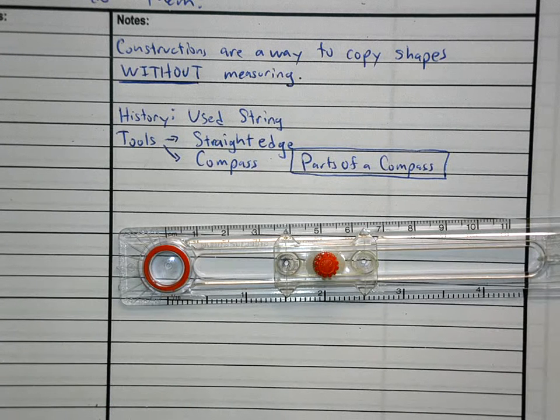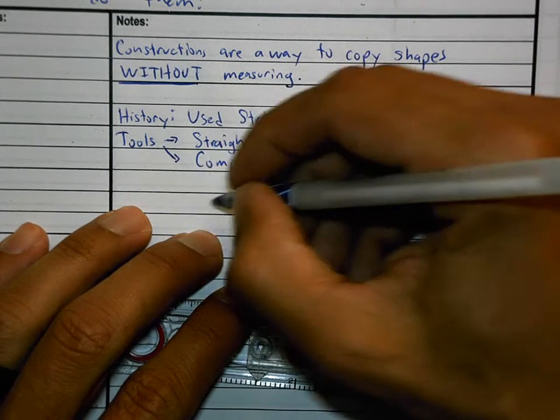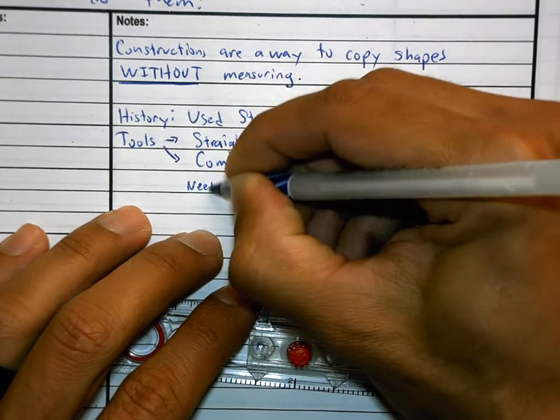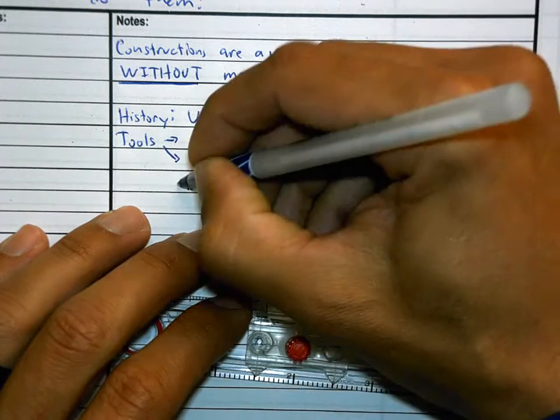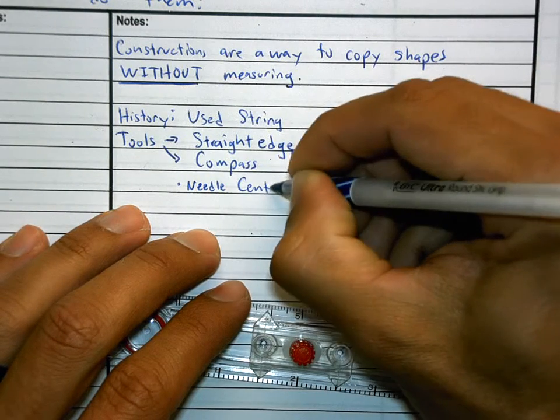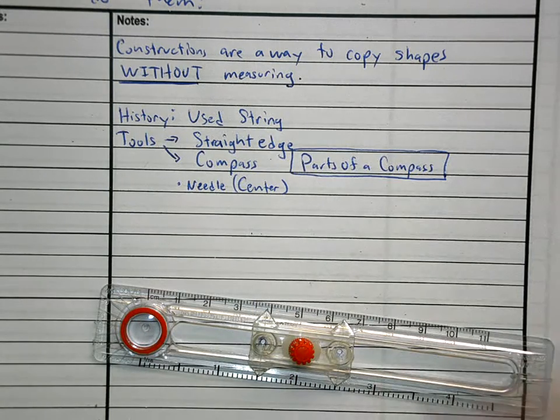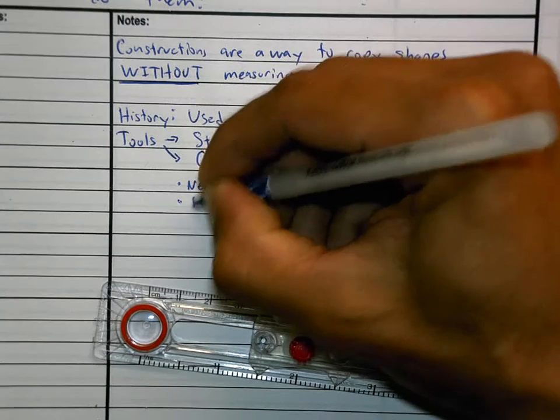Let me give you some terminology that we're going to be using often. Okay? On an old compass, it's called the needle. That's where the center goes. I'm going to put center inside parentheses. On this compass, we don't use the needle. We have the bullseye.